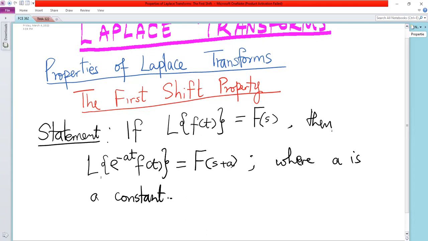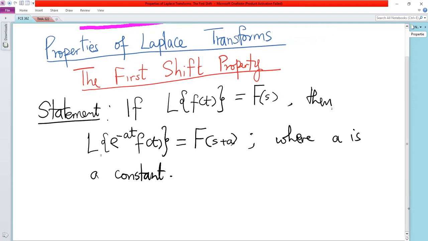So that's the statement of the first shift property: if the Laplace transform of a function f of t is capital F of s, then when you multiply this function f of t by e raised to the power minus at, the Laplace transform of this new function is capital F of s plus a. So, a quick proof.